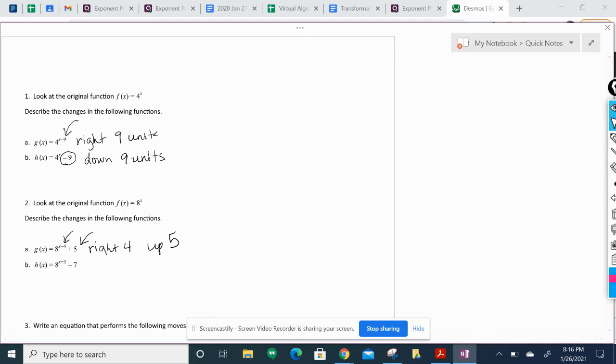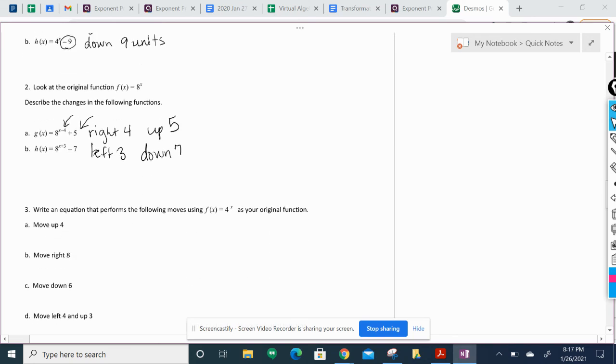All right. The next one says h of x is equal to 8 to the x plus 3 and then -7. So again, the +3 is trapped. We go opposite the way we think it should go. So this one's going to the left 3. And then the 7 is outside and free. It goes just the way it's supposed to. So we're going down 7.